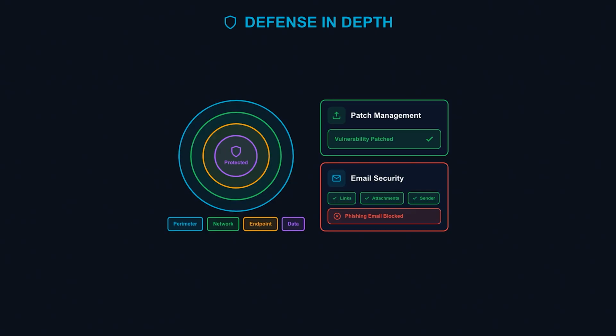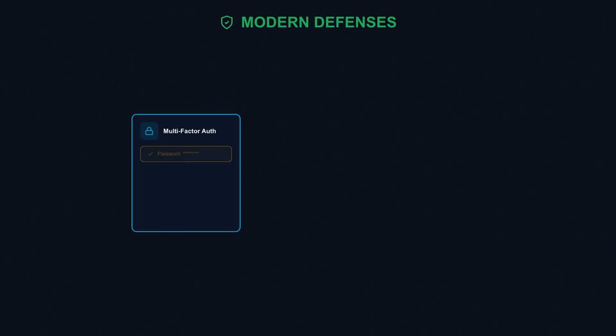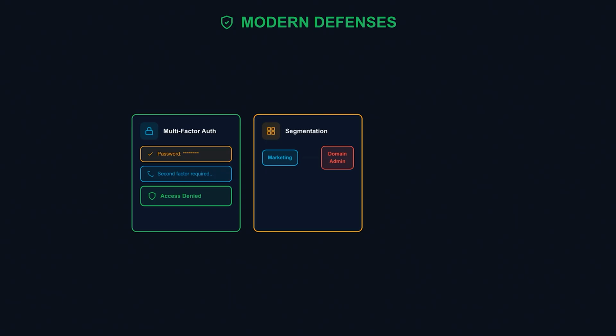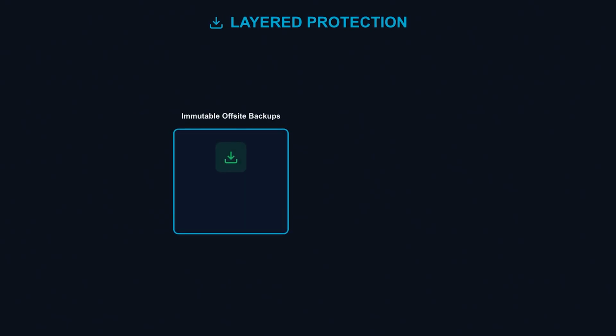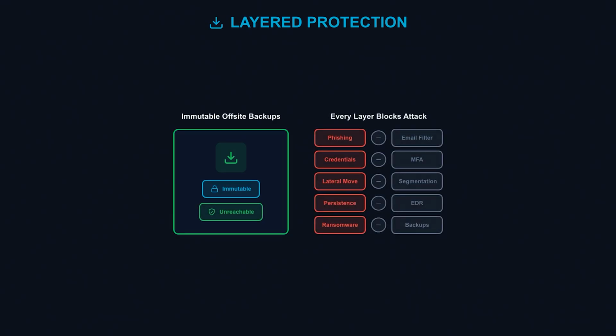Multi-factor authentication would have made stolen passwords useless. Even with valid credentials, attackers couldn't log in without the second factor. Network segmentation would have limited lateral movement. The marketing employee's account shouldn't reach domain admin credentials. Proper boundaries contain breaches. Endpoint detection would have spotted the privilege escalation and suspicious tools. Modern EDR watches for malicious behavior, not just known malware. Immutable offsite backups would have enabled recovery without paying ransom. Backups the attackers can't reach or delete. No single control is perfect. Together, they make attacks expensive and difficult. Most attackers move to easier targets.